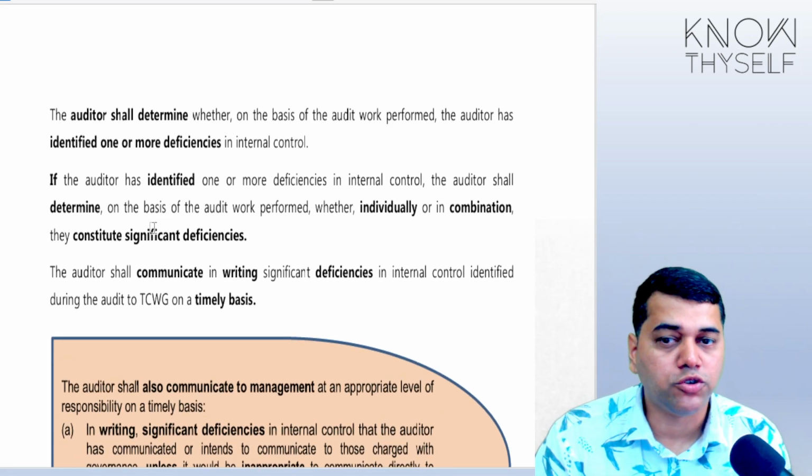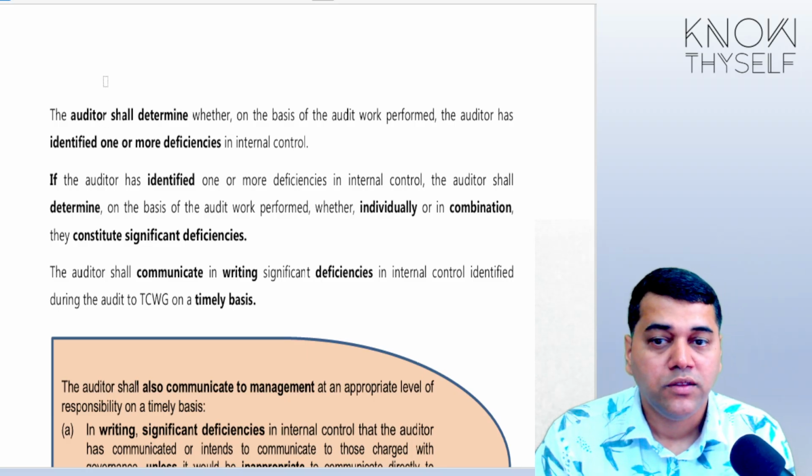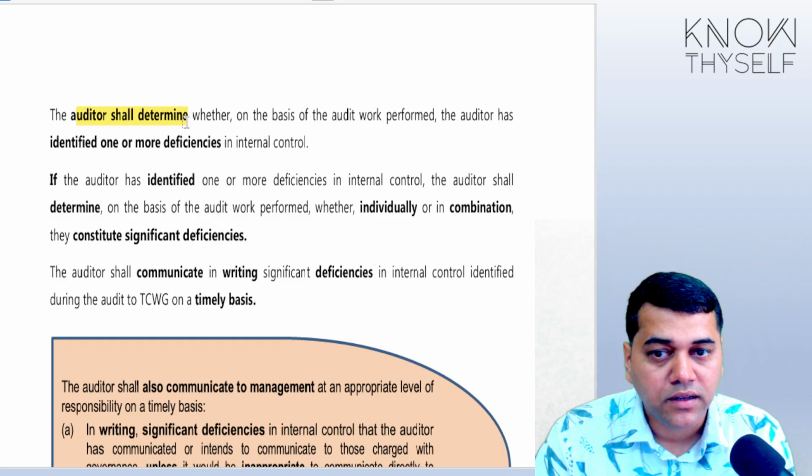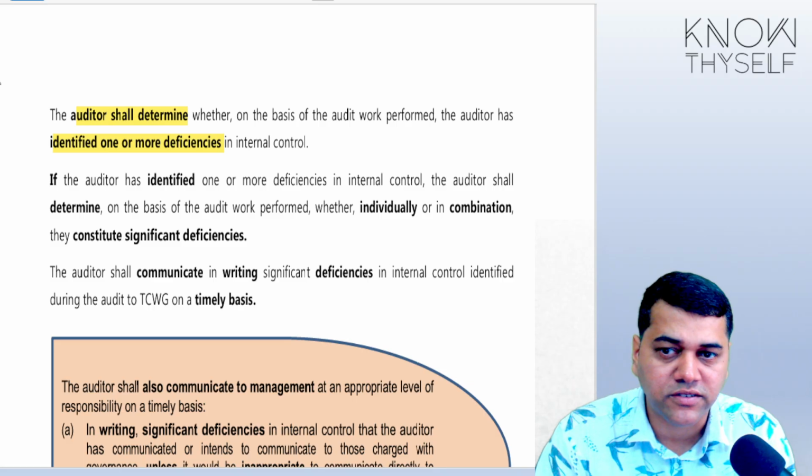Okay, what should the auditor do? From now onward, they are talking about the contents of SA 265. First thing, the auditor should determine whether they have identified one or more deficiencies. See, again, this part is discussed at the inter level.